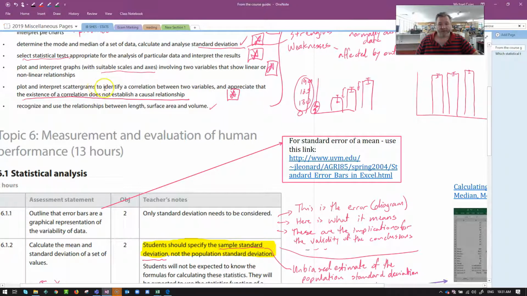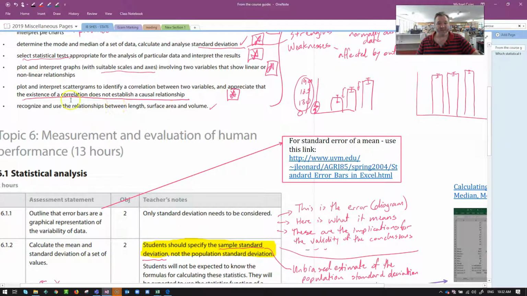Plot and interpret scattergrams. So again, Excel's really easy for that. You can also do it on your calculators. Scattergrams, x-coordinate, y-coordinate, whatever they are, and then establish a correlation. There are lots of tutorials on how to do that in Excel. Most of your class, your year level people, are going to know how to do that on Excel and on the calculator, so that should be fairly straightforward.